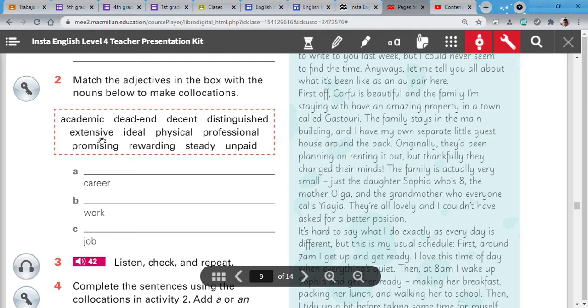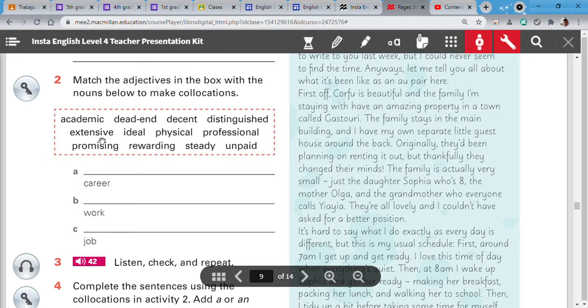Decente, decent, perfect. Distinguished, distinguido, very good. Extensive, extensivo. Let's continue. What about ideal? Ideal, it's like in Spanish, similar. Physical. Físico. Educación física, no. Physical is like your appearance, your physical, okay?